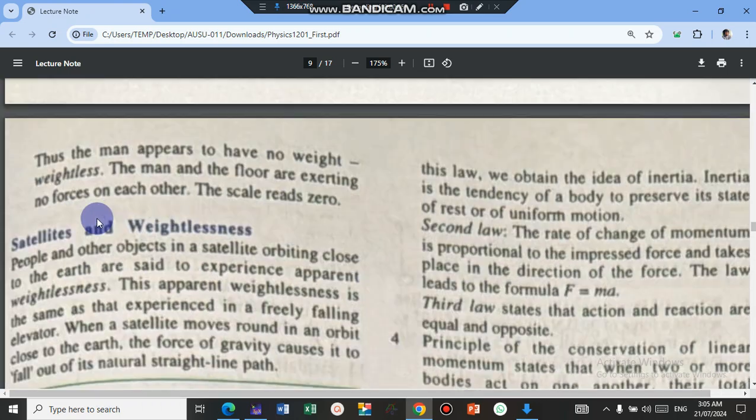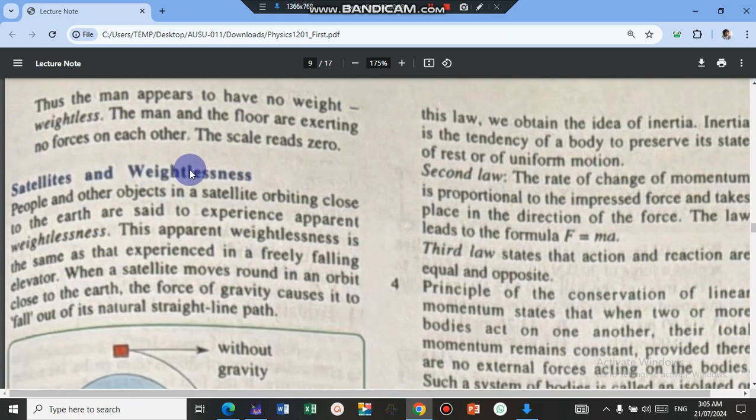In this video, we will explain satellite and weightlessness. Okay, here what they are trying to tell us is that the people and all the objects in the satellite, it is possible for them to experience weightlessness, meaning they feel weightless. They can float in the satellite without feeling their weight. And this happens in the elevator.